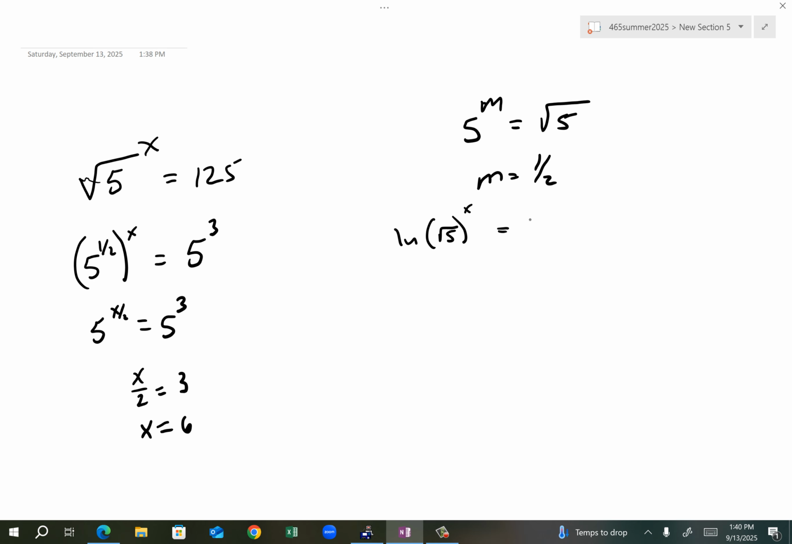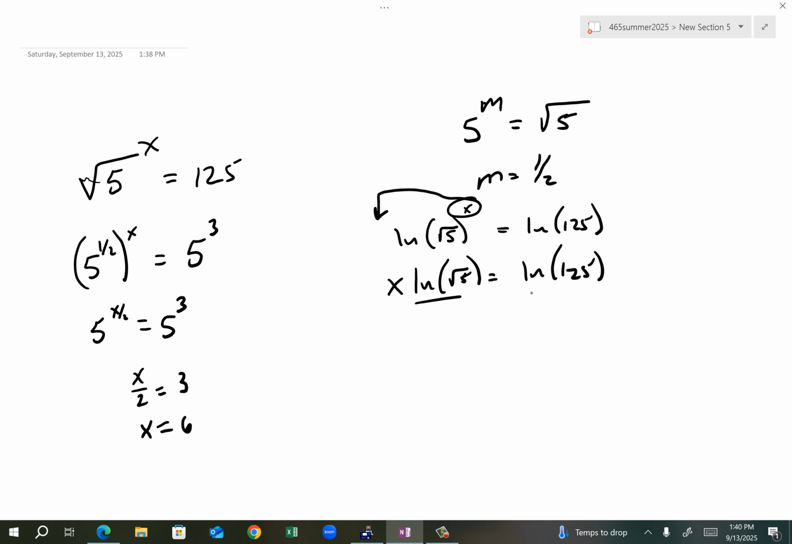If you're unsure of this, you could always take the ln of the square root of 5 to the x, which is equal to the ln of 125. Bring this x out front. And if you divide, what you'll find is you get a whole number. And what did that tell me? Well, primarily it told me that 125 is a power of the square root of 5.